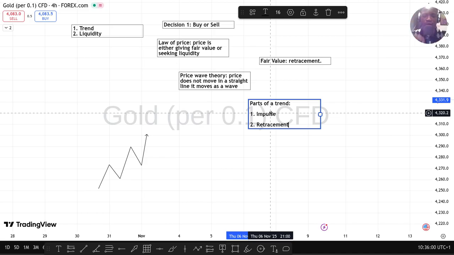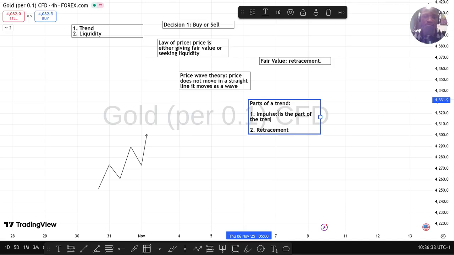Now, what is the impulse part of a trend? The impulse part of a trend is simply that part of the trend that moves in the same direction as the trend. So let's say the market is making an uptrend. The impulse part of that trend, and I will go on to show you this practically, is this part of the trend that is moving in the upward direction, because the trend of that market is up. Let me just write out the definition. The impulse is the part of the trend that moves in the same direction as the trend.